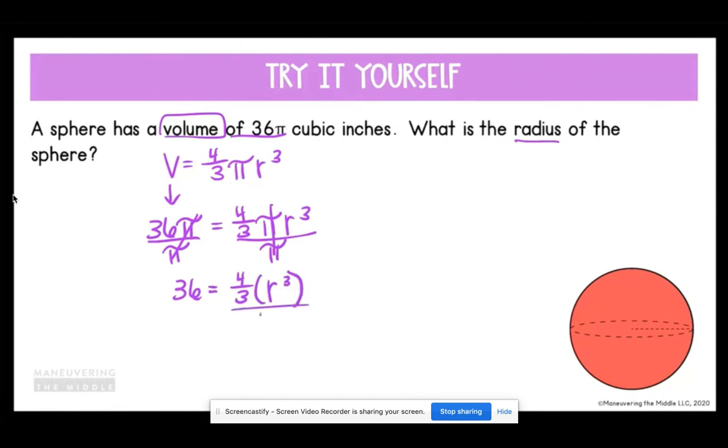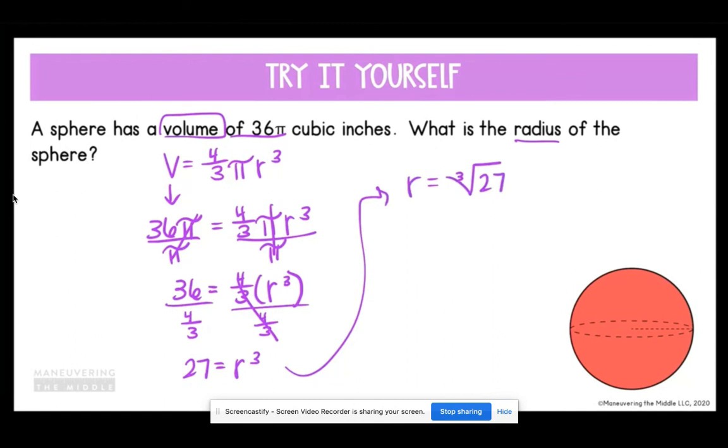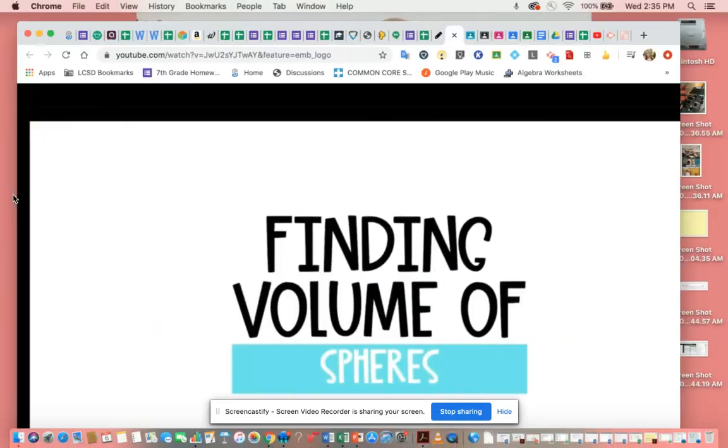Again, to undo this multiplication, we'll divide both sides by 4/3. This reduces to 1, and 36 divided by 4/3 equals 27. So if 27 is the radius cubed, then the radius will equal the cube root of 27. What number times itself 3 times gives us 27? The cube root is 3. 3 inches. All right, well, you just found the volume of sphere.